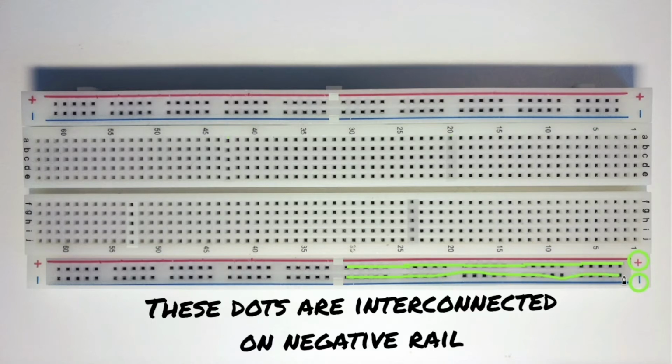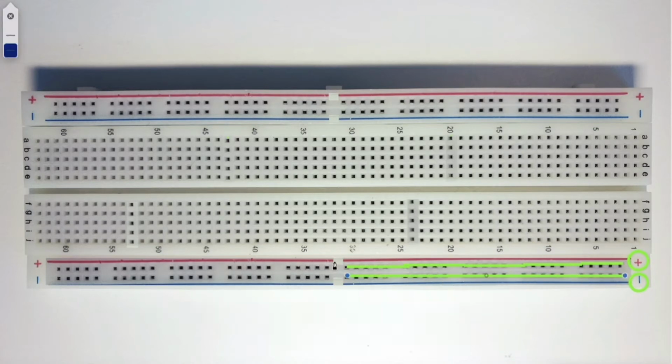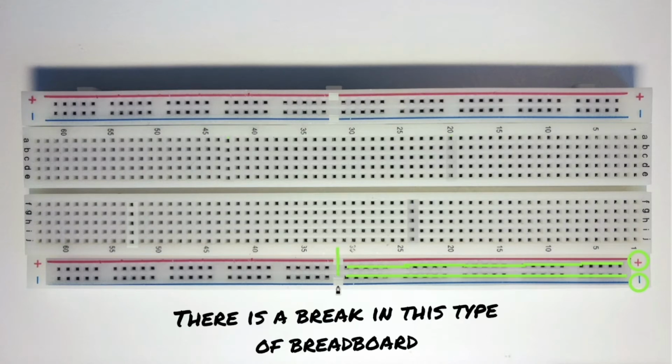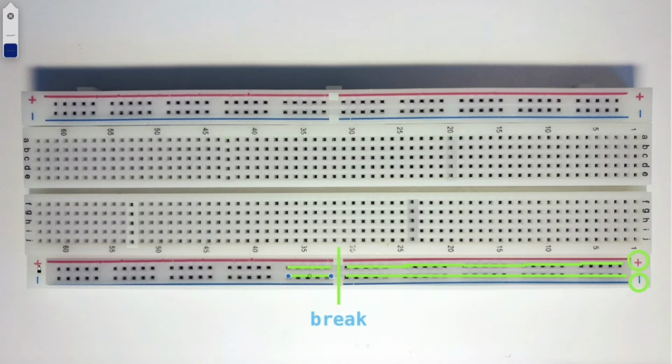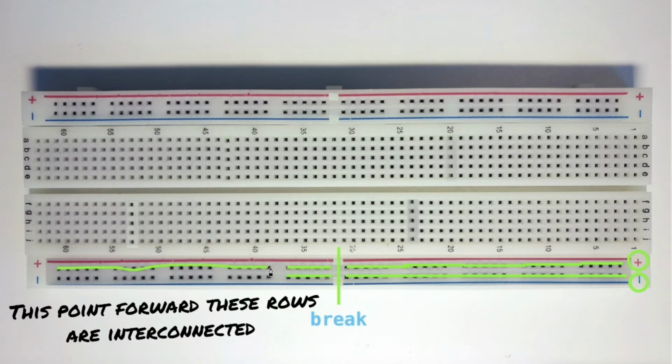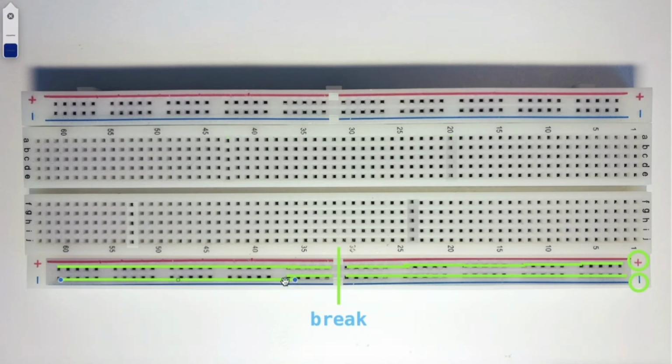There is a break between these rails, so if we want to connect the volt rail we have to put a jumper wire. Similarly, going forward, the positive rail is interconnected and the negative rail is interconnected till this point.